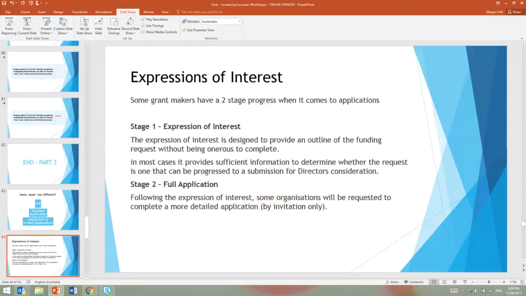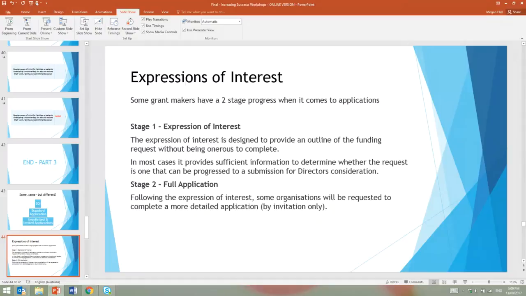Some grant makers have a two-stage process when it comes to applications. Stage one is what they call an expression of interest round. This round is designed to provide an outline of the funding request without being onerous to complete. In most cases, it provides sufficient information to determine whether the request can be progressed to a submission for the directors' consideration.